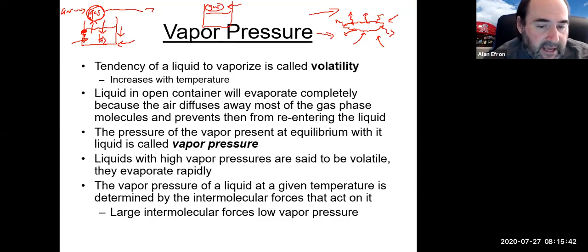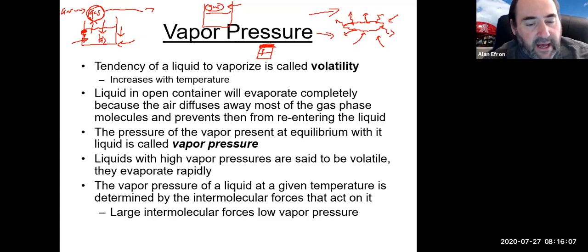And that especially happens when we put a top on the container, right? When we put a top on the container, the same thing is happening. Our liquid molecules are coming to the gas phase, but now those gas molecules can't escape. So it's going to maintain that pressure above the liquid. And again, that's our vapor pressure.